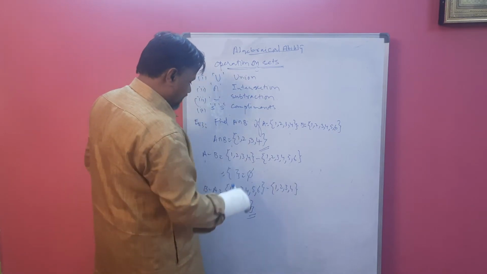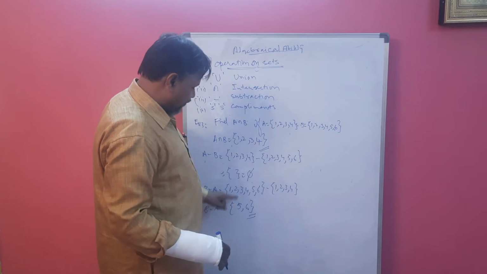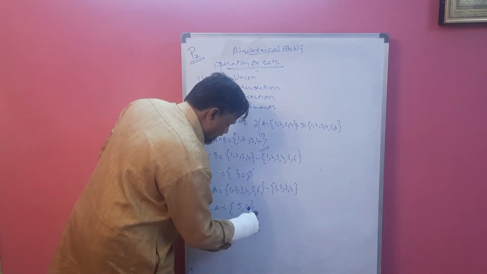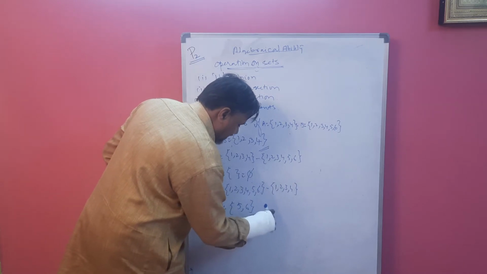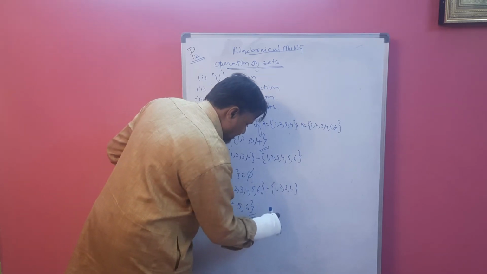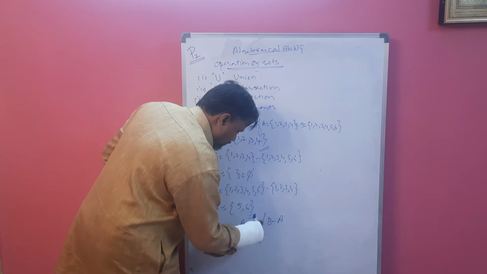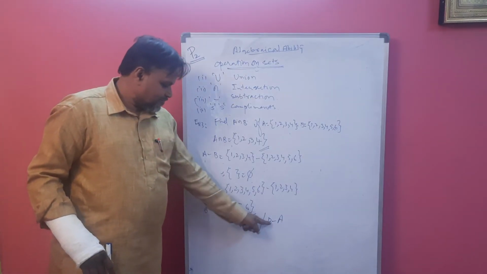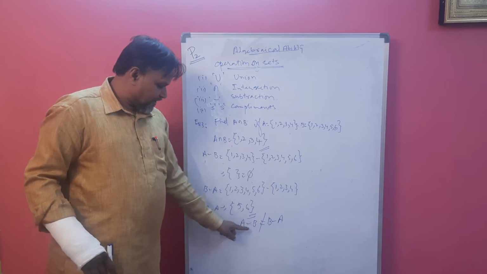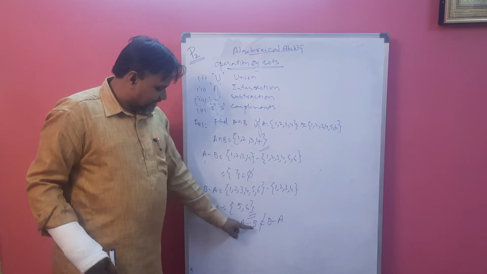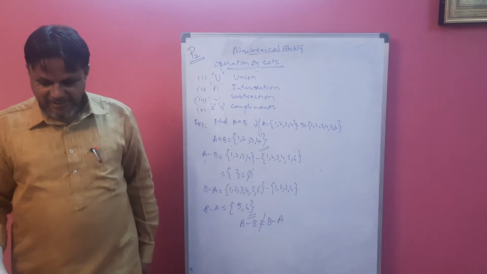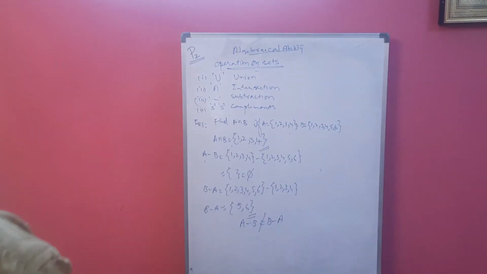Here A minus B is empty, B minus A for same sets is this. So always we have a relation. Remember that A minus B is not equal to B minus A. For any two different sets A and B, we get this result. A minus B is not equal to B minus A. Remember that. Okay. Now we will go for complement sets.